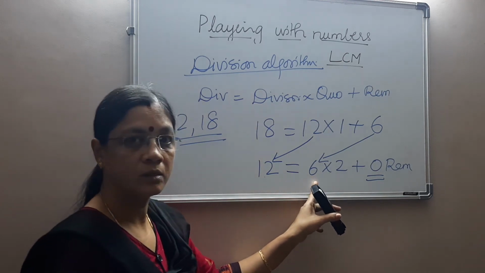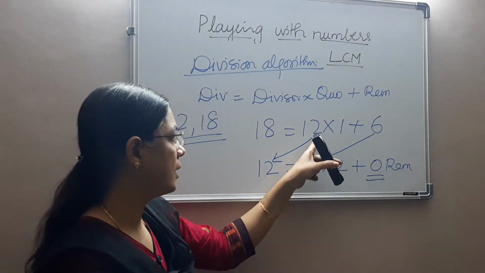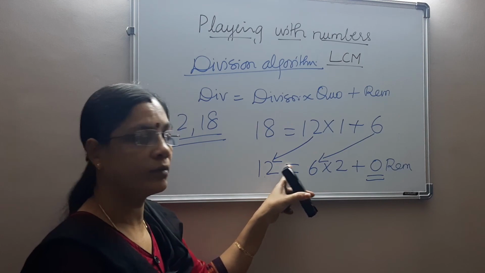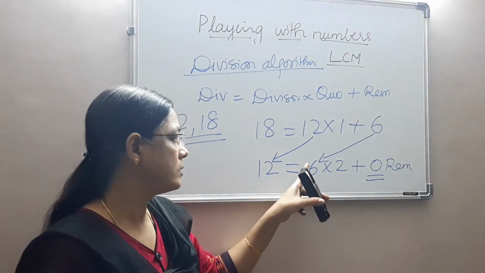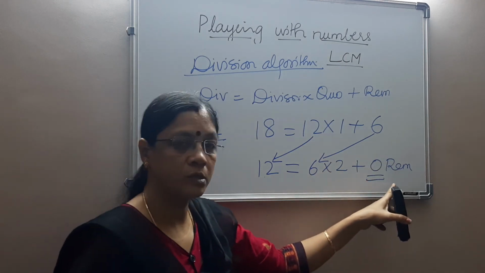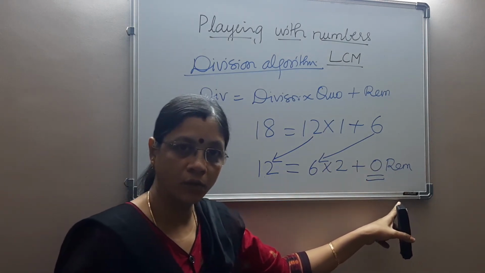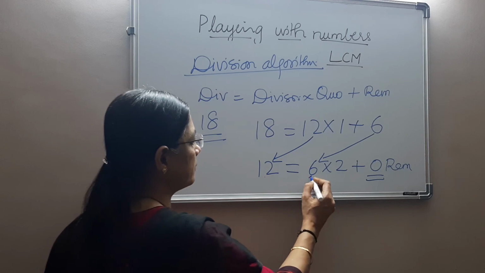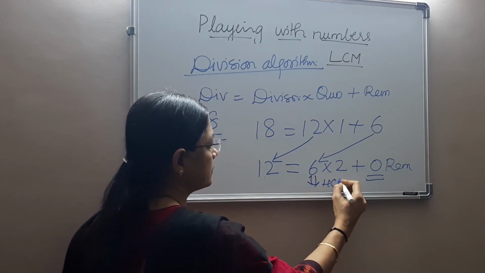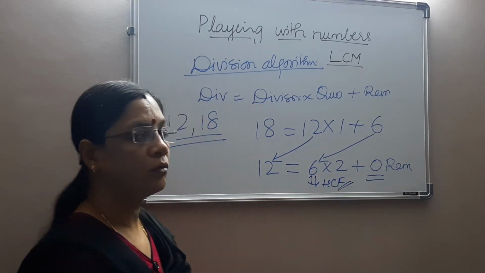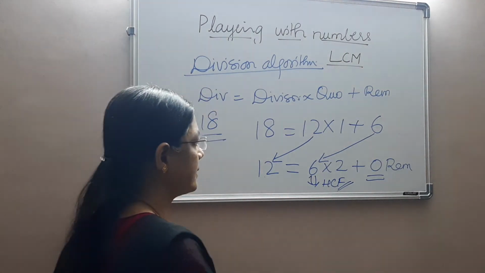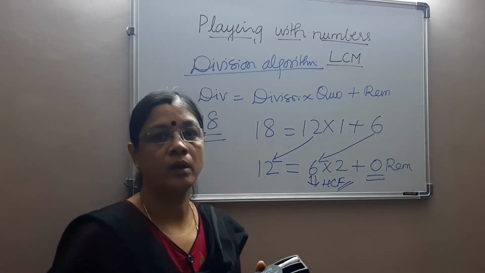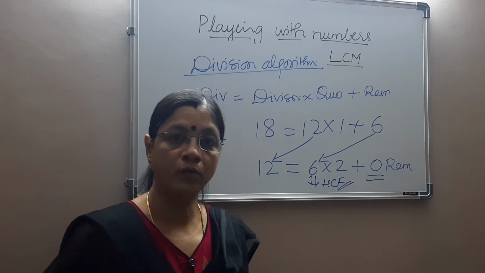So the thing I need to remember is I need to bring the divisor to the dividend place and the remainder to the divisor's place. This divisor is responsible for getting a remainder 0 here, so this divisor becomes the HCF. So is it correct now? For 12 and 18, HCF is 6 here. So we have got the same answer. By this way too we can find out HCF.